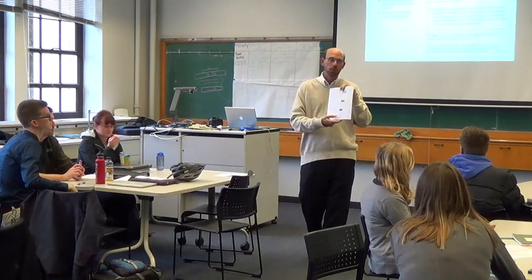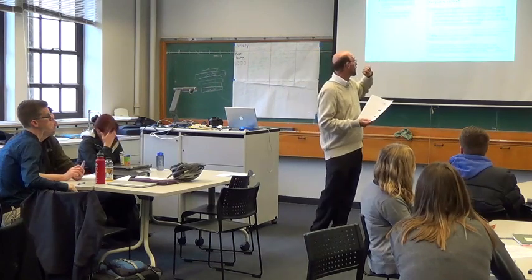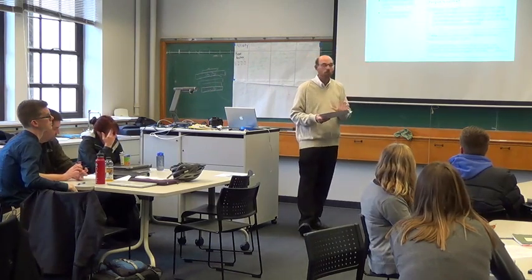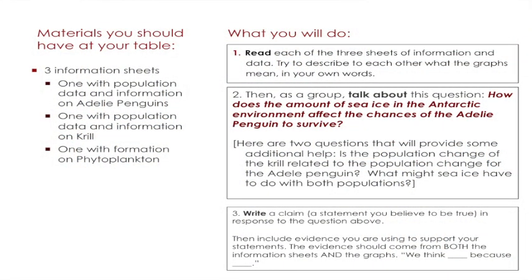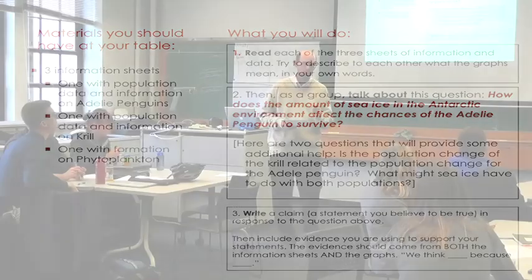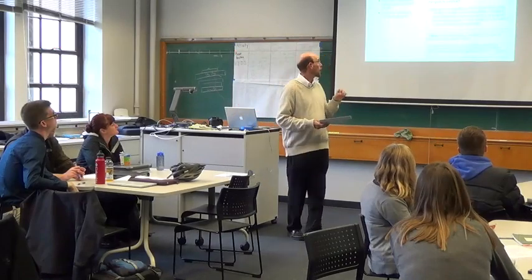But the first thing I want you to do with this, in number 1 up there, is read the information and look at the graphs, and describe to each other in your own words what you think the graphs mean. Then as a group, I want you to talk about this question. How does the amount of sea ice in the Antarctic environment affect the chances of the Adelie penguin to survive? I want you to talk about that.